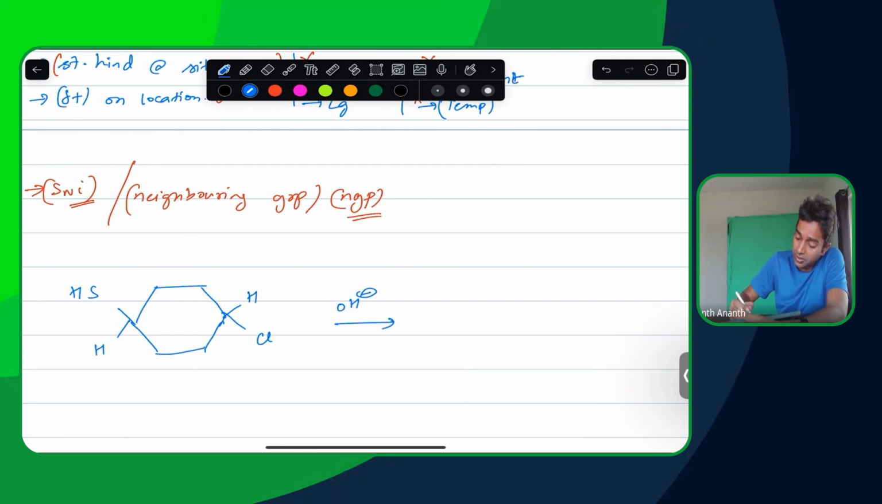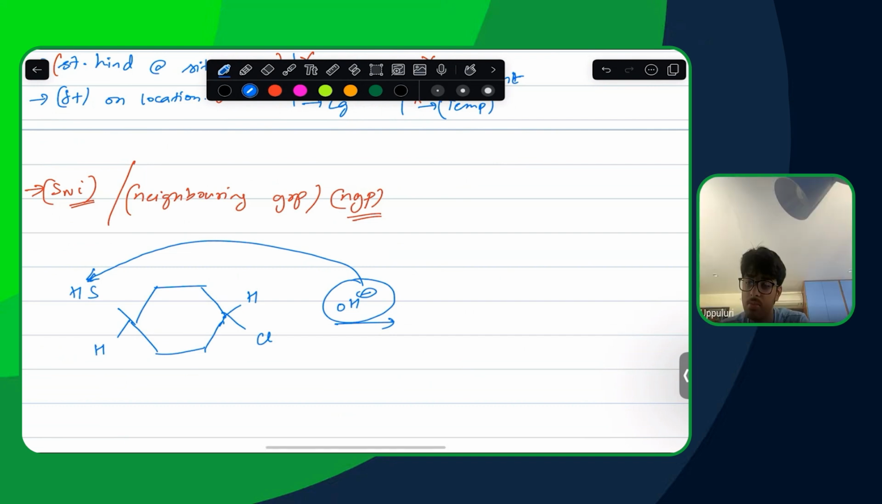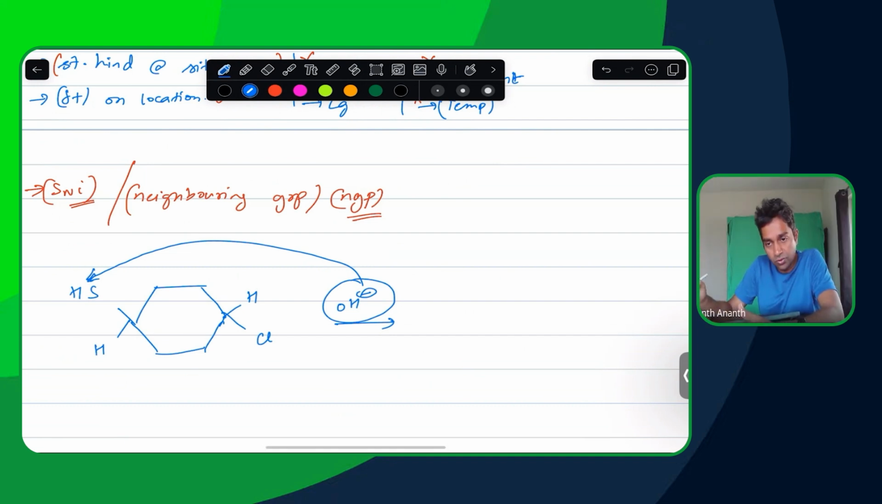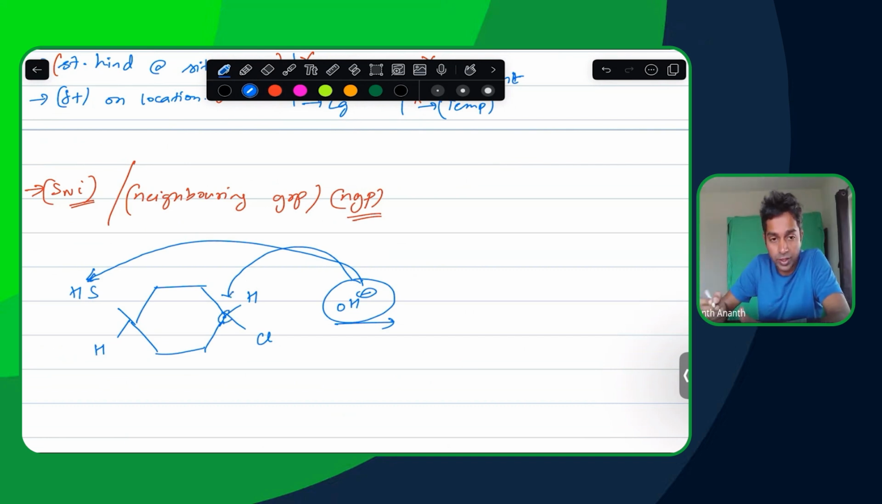Let's first see what happens first. First, this one will attack here as a possibility. All right, we get an S minus possible. Then only we start off with what you are basically going with. Now, in this particular case, yes, this can directly attack over here also. That's fine. Now, let's start off with looking at the location of attack first.